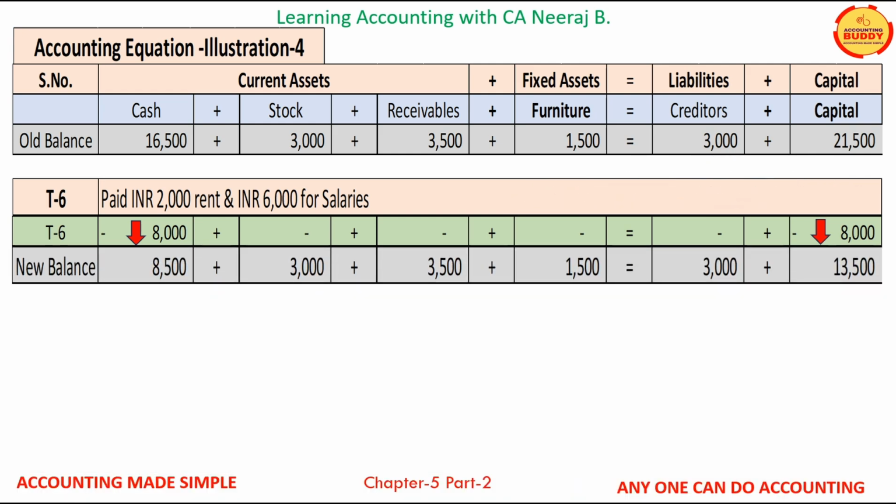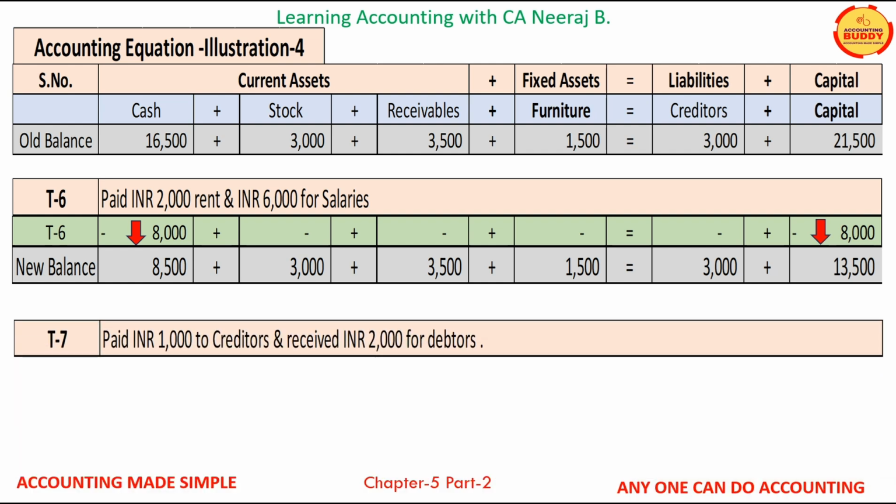Post T6 transaction, the new balance on the left hand side will have 8,500 cash, 3,000 stock, 3,500 receivables, 1,500 furniture, totaling to 16,500 of the total assets of the business. And on the right hand side also, the sum total of liabilities of 3,000 and the capital of 13,500 is 16,500.